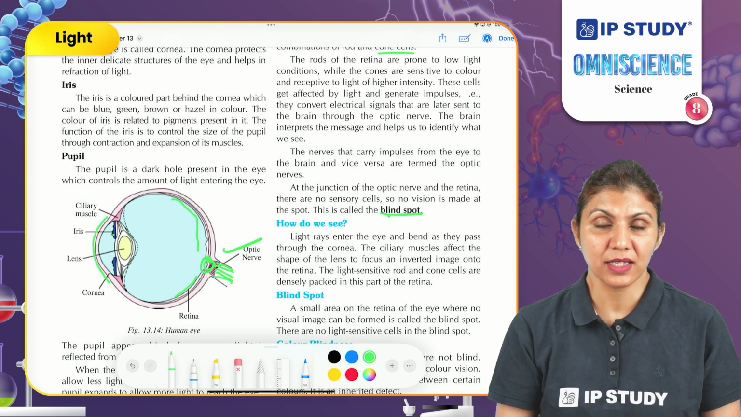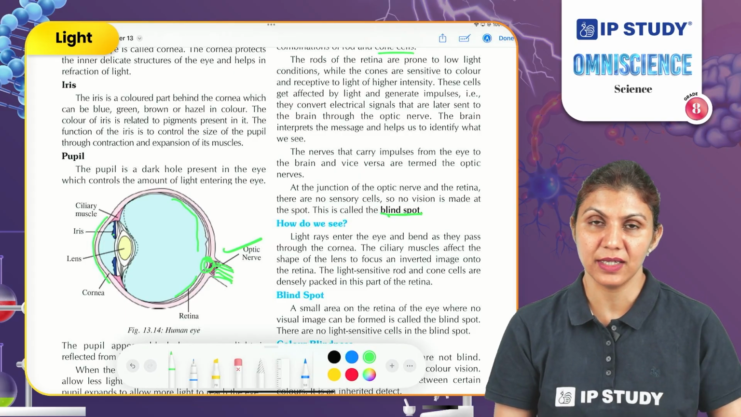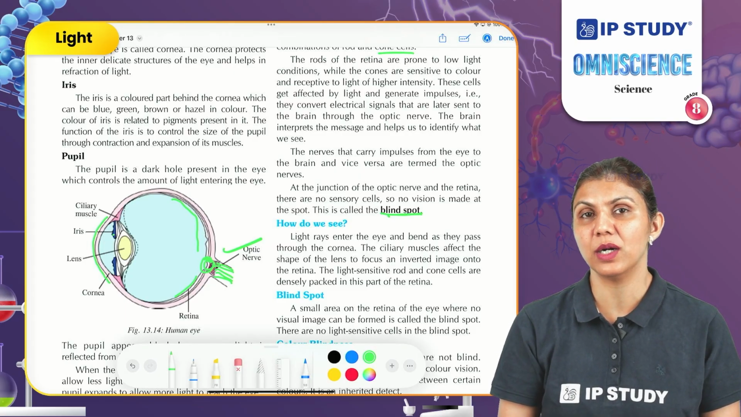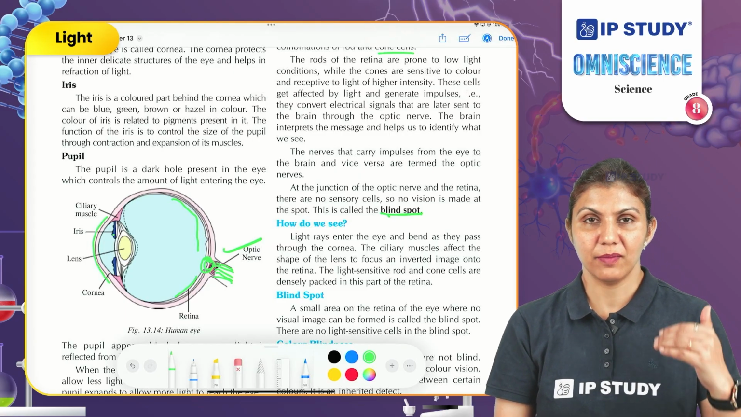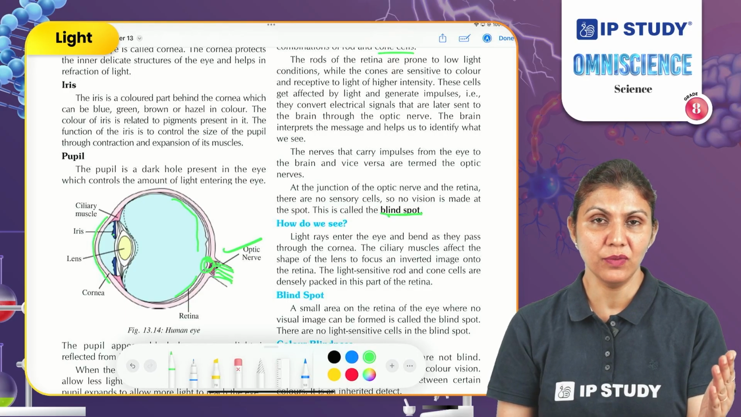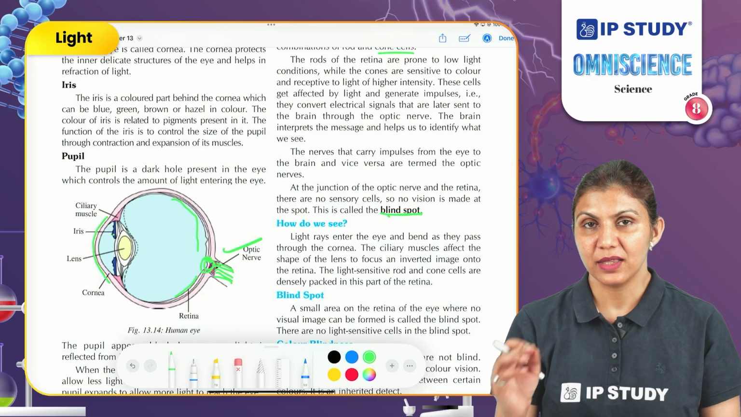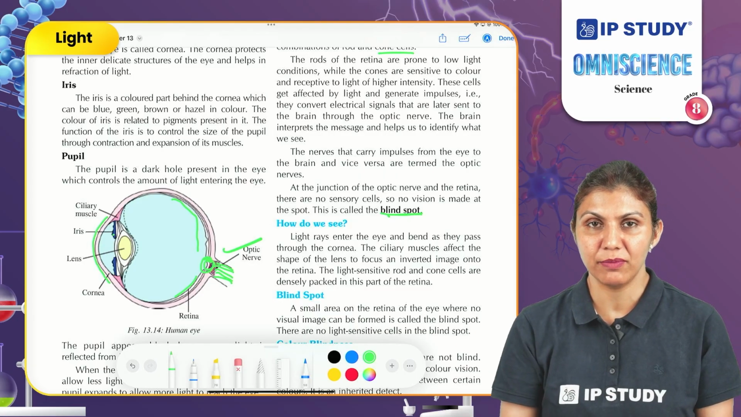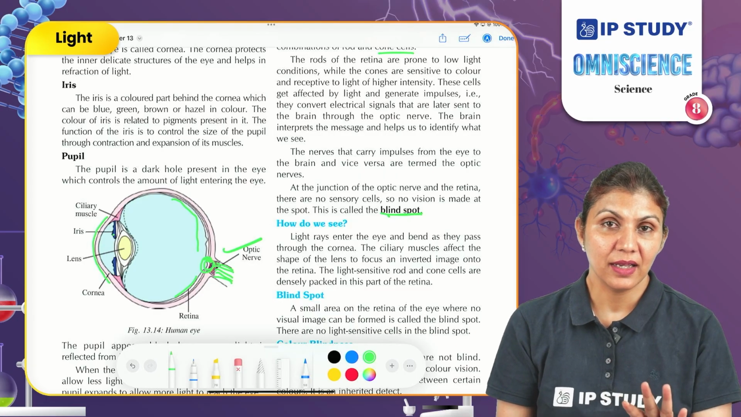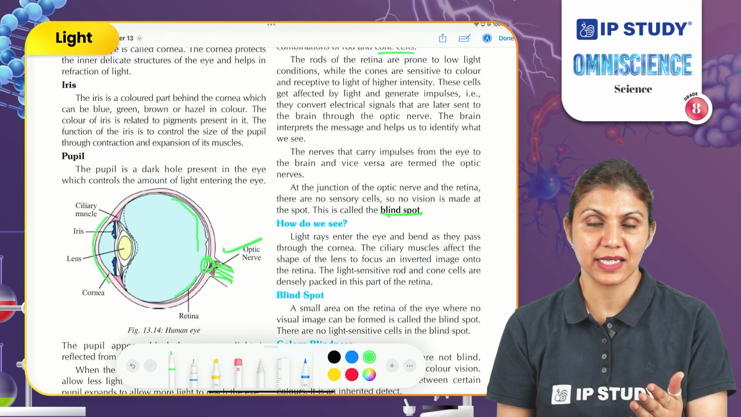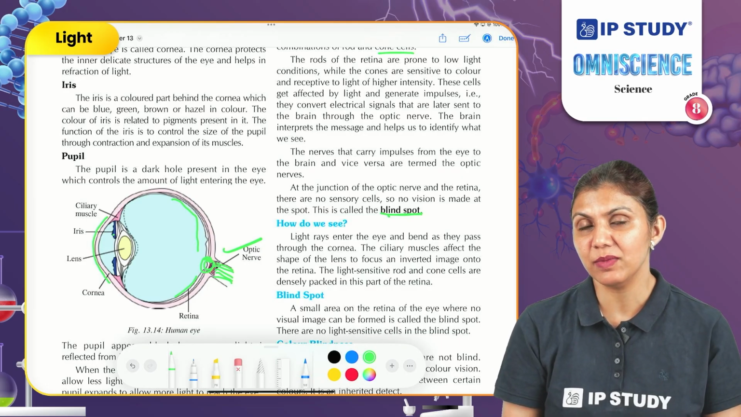One more characteristic of the image formed on the retina is that it is always formed inverted. The tree that you are seeing in front of you, the image of this tree will be inverted at your retina. Then this message is sent to the brain. The brain analyzes it and gives you the correct signal to identify the erect image of the tree.